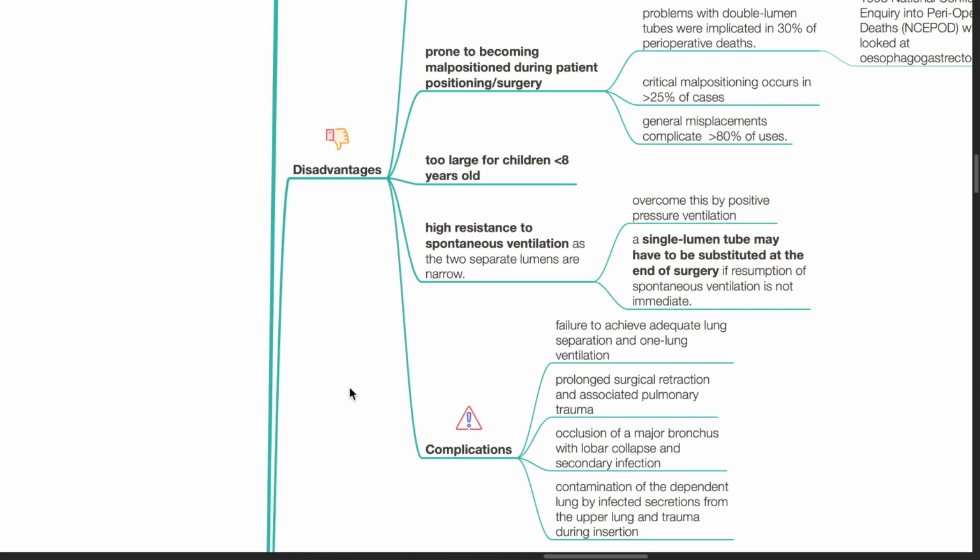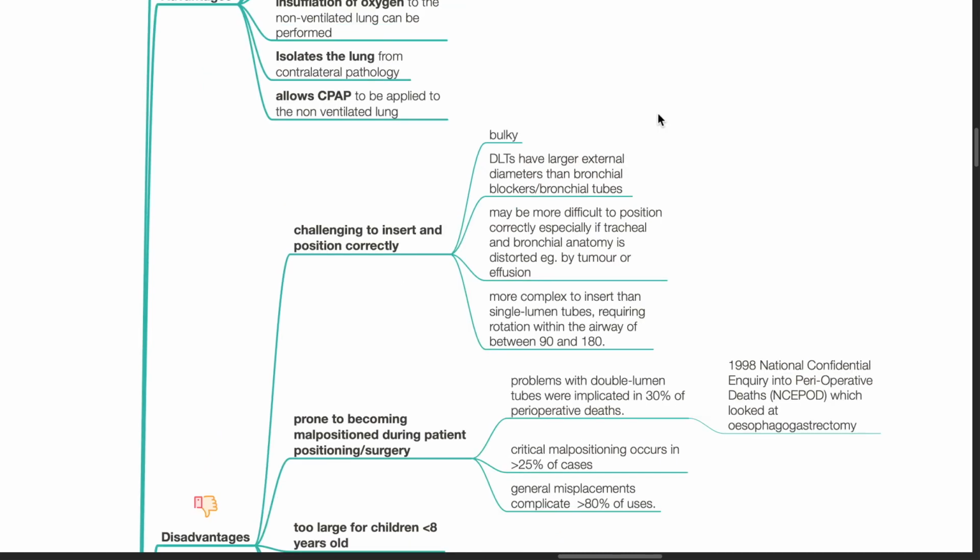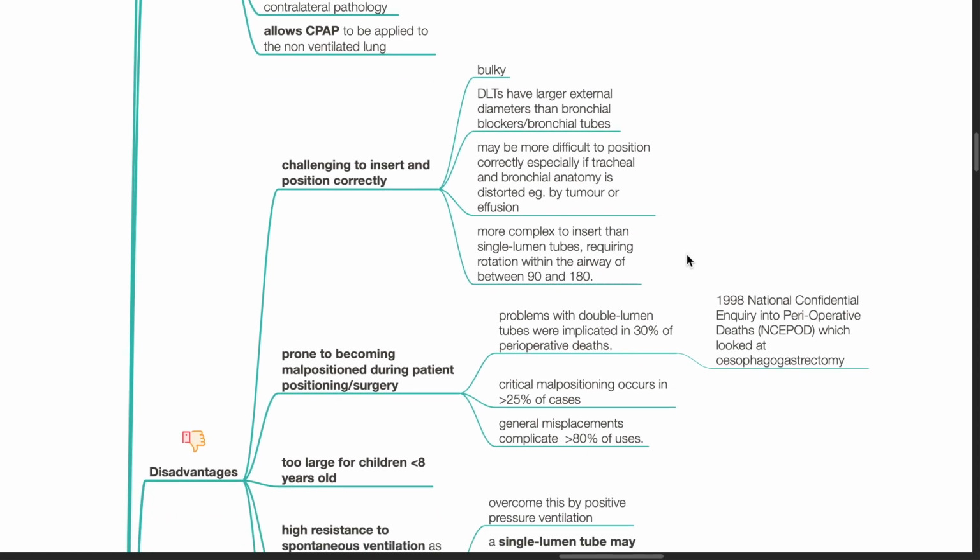Disadvantages of DLTs: it is challenging to insert and position correctly as it is bulky. DLTs have larger external diameters than bronchial blockers or bronchial tubes. It may be more difficult to position correctly, especially if tracheal or bronchial anatomy is distorted, such as by a tumor or effusion. It is more complicated to insert than single lumen tubes and requires rotation within the airway of between 90 to 180 degrees. It is prone to becoming malpositioned during patient positioning or surgery.